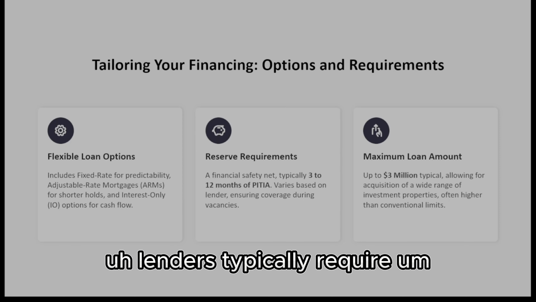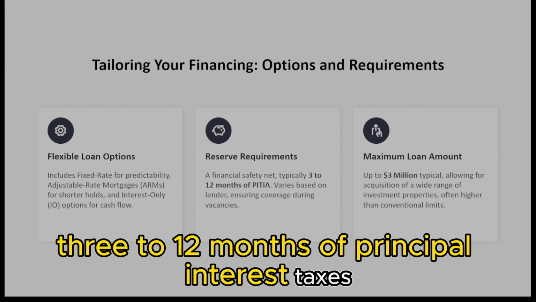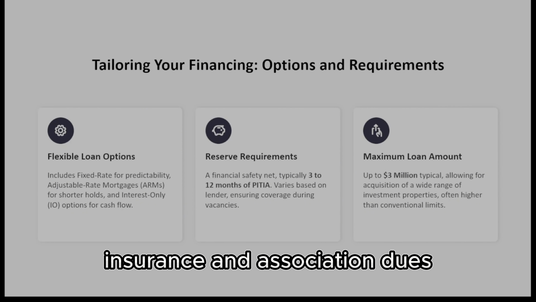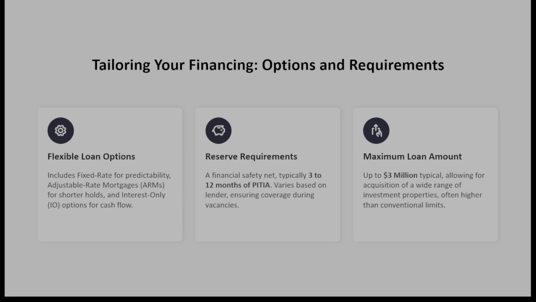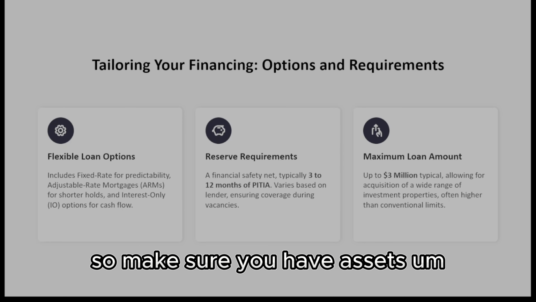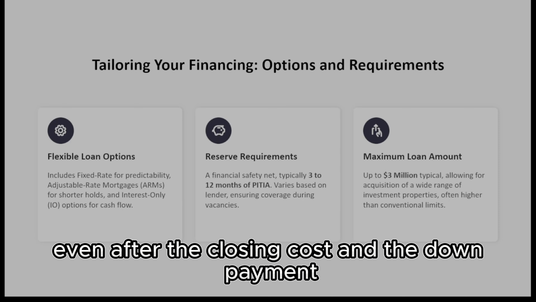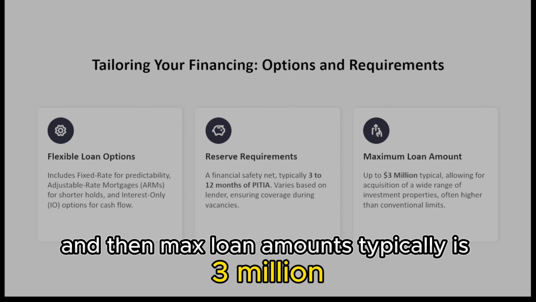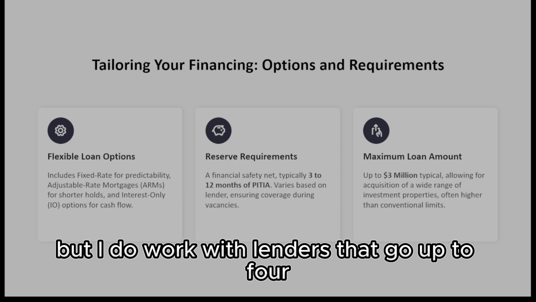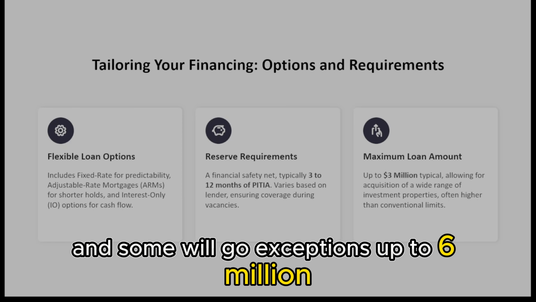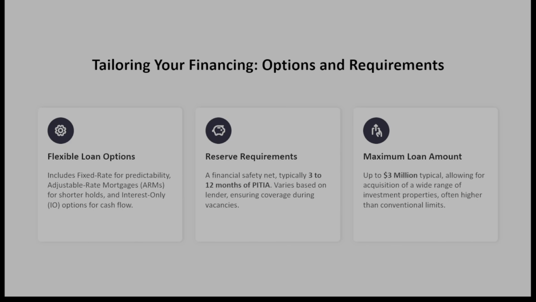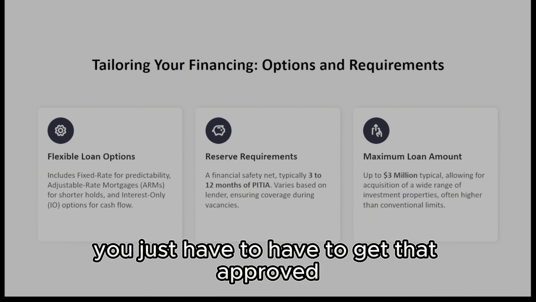Lenders typically require at least 3 to 12 months of principal, interest, taxes, insurance, and association dues. So make sure you have assets even after the closing cost and the down payment. And then max loan amounts typically is $3 million, but I do work with lenders that go up to 4, and some will go on exceptions up to $6 million. You just have to get that approved.